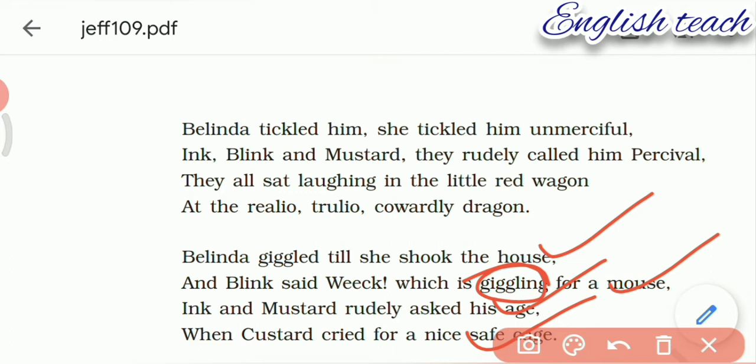Weak. Weak meaning is, here it is the sound made by the mouse. What the poet is describing in this paragraph is that Belinda used to laugh loudly, so that her voice echoed in the house. Blink the mouse used to laugh and make a sound of weak. On the other hand, Ink and Mustard would tease him by asking the dragon his age whenever he used to demand for a nice safe cage.